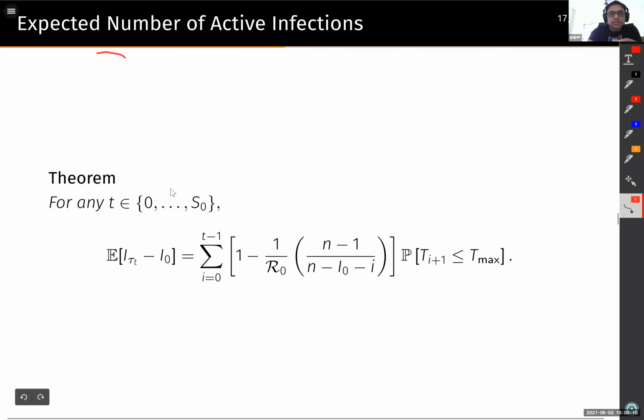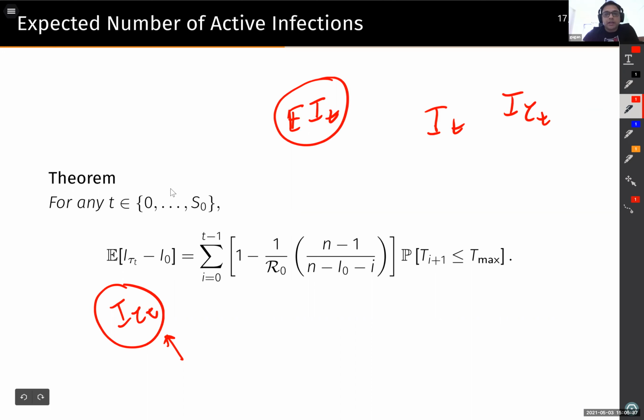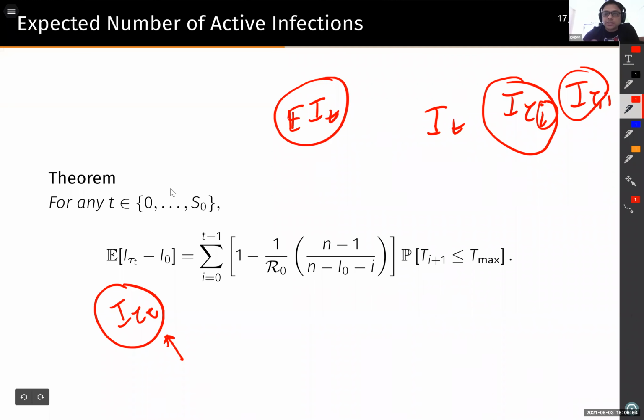The first result concerns the expected number of active infections. Observe that our result does not look at I_t. Instead, it looks at the value of I of tau t. As I mentioned in the beginning, instead of trying to find the expected value of I_t directly, one can first try to figure out the value of I of tau t, and then there is some relation between a suitably defined I tau I and I tau I plus one, and I_t. Once we understand the behavior of these I tau I's, one can then try to get some bounds on the behavior of I_t itself.